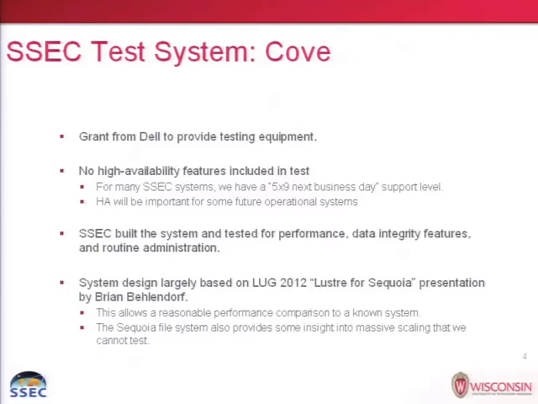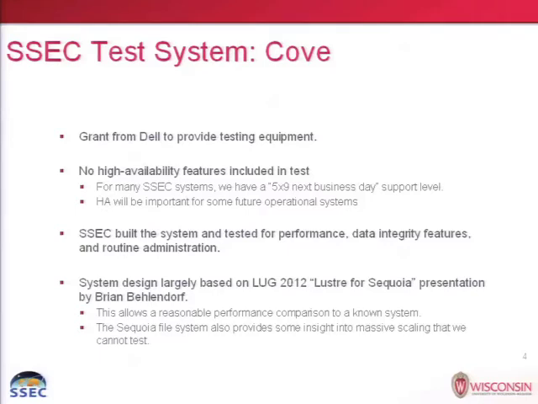Our test system, called Cove, which I'll refer to in this presentation, that equipment was provided on a grant from Dell for this proof of concept. To be clear, this is not an appliance or a supported configuration from Dell, so I think everyone would understand that, but they wanted me to make that explicit. You can't call them up and say, I'm having problems with my Z-pool. They'll be confused. Now, this test system has no high availability features included.